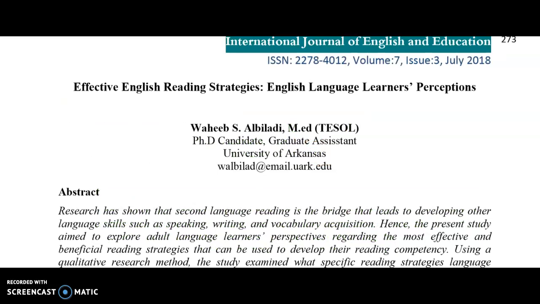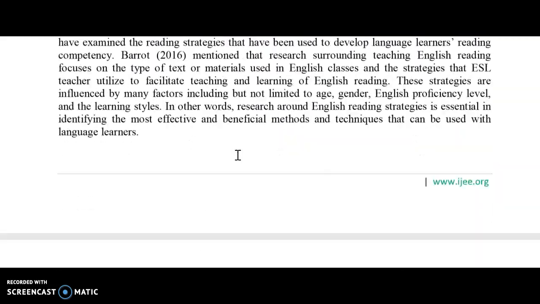For example, I'm doing research on English language reading strategies or difficulties faced by students, and I want to provide 3 examples. So these examples should be from published research. This is one published research. It's in 2018, as I told you, very recent. It's about English language reading strategies, and it's published in this journal, which is the International Journal of English and Education. And as you can see, there is an introduction.